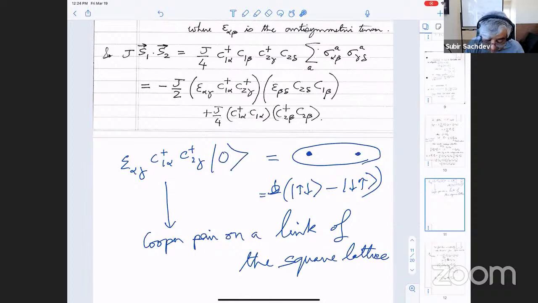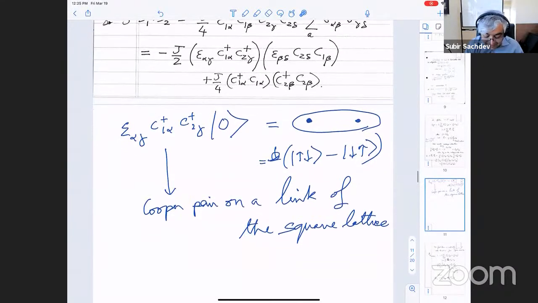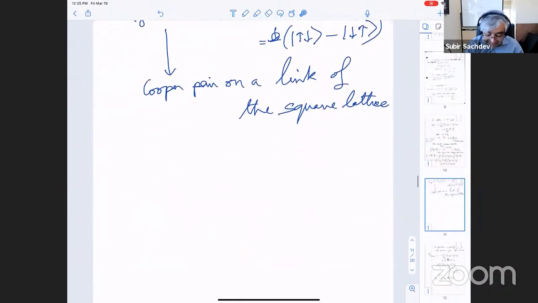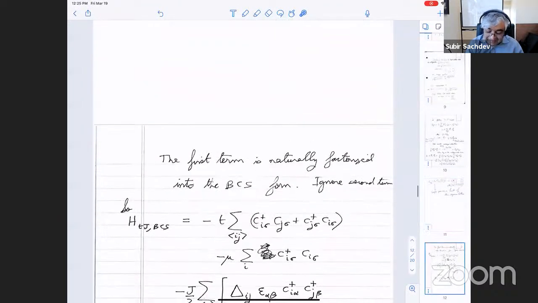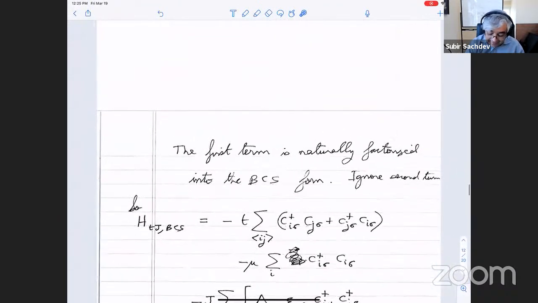All right. So this is giving you an attractive interaction, and that's really, I'd say, the basic physics of high temperature superconductivity. Of course, we want to do much better, but doing much better than this is really hard, at least in the large U limit.